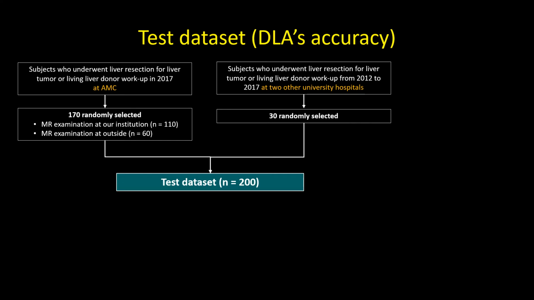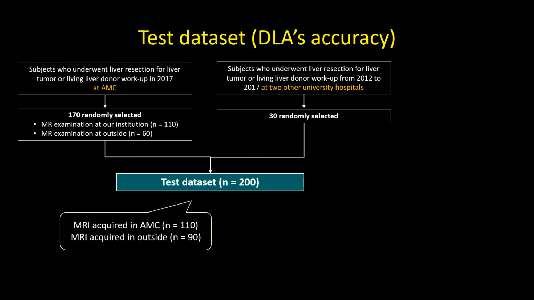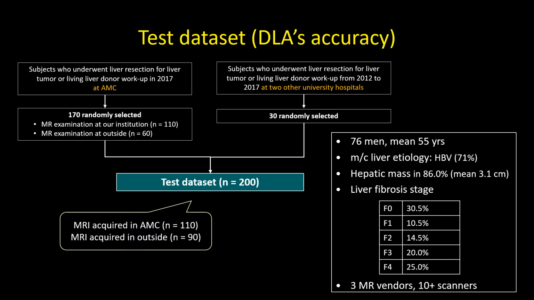To test the measurement accuracy of the deep learning algorithm, we used data of 200 patients from our institution, Asan Medical Center, and other 2 university hospitals. In the test data set, 110 MRIs were obtained from our institution, and the rest 90 MRIs were obtained from other sites. The characteristics of the test data set were as shown here. MR images of the test data set were obtained from 3 vendors and more than 10 scanners.